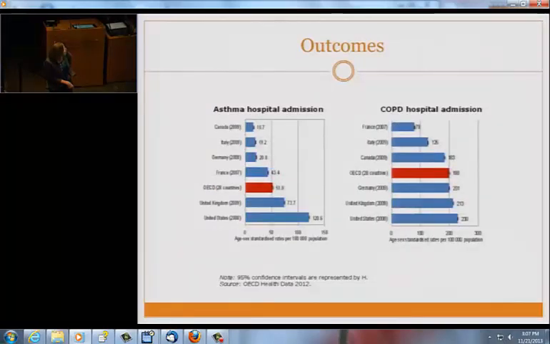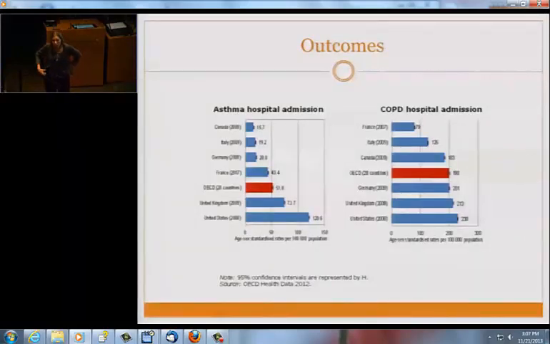How about this? Asthma hospital admissions. We're at the very bottom, 120 per 100,000 patients. COPD hospital admissions, 230 per 100,000 patients. We're significantly below average. And look at us compared to Canada. COPD, look at us compared to France at the very top. Some of these countries have much higher smoking rates than we do, okay? But we hospitalize many more patients for COPD and asthma than those countries do.